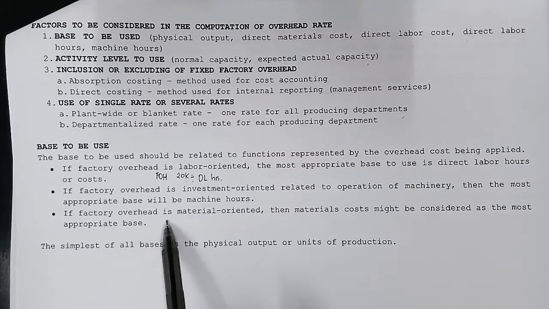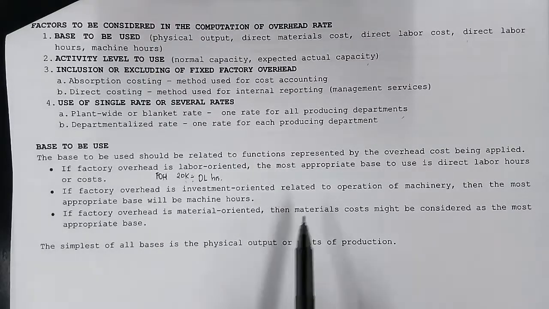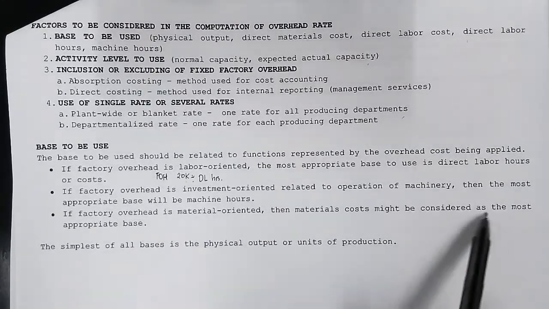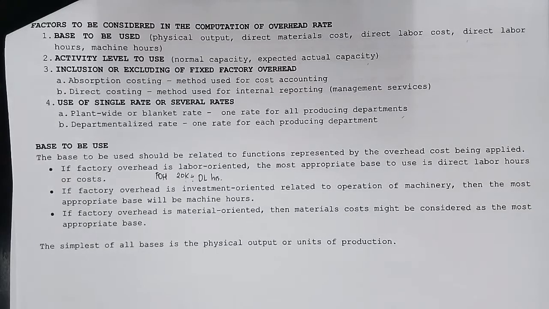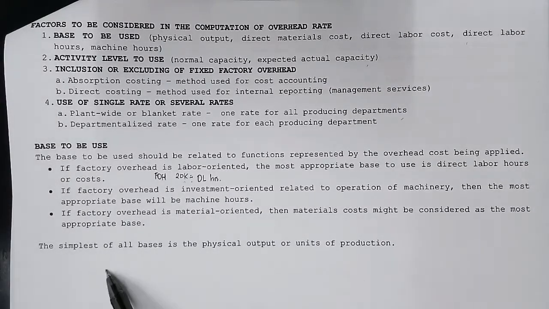If factory overhead is material-oriented, then materials cost might be considered as the most appropriate base. The simplest of all bases is the physical output or units of production. So, ibig sabihin, ang pinakasimpleng base sa pag-compute ng overhead rate, ang magiging denominator natin ay yung units of production. Yun daw yung pinaka-simple na base.